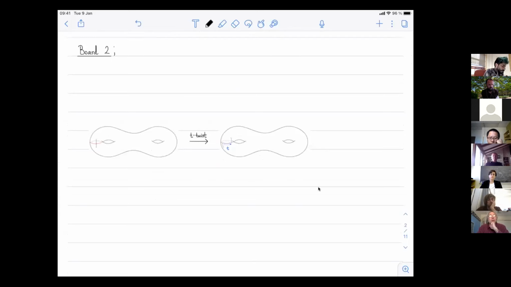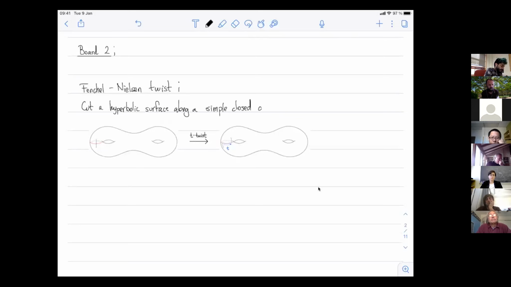So here's what I want to do. I want to give you first an example of the simplest orbit of an earthquake flow, and this corresponds to Fenchel-Nielsen twists. This is what I've pictured here, but let me describe in words what a Fenchel-Nielsen twist is. A Fenchel-Nielsen twist is a deformation where you cut a hyperbolic surface along a simple closed geodesic, and you reglue with a twist.